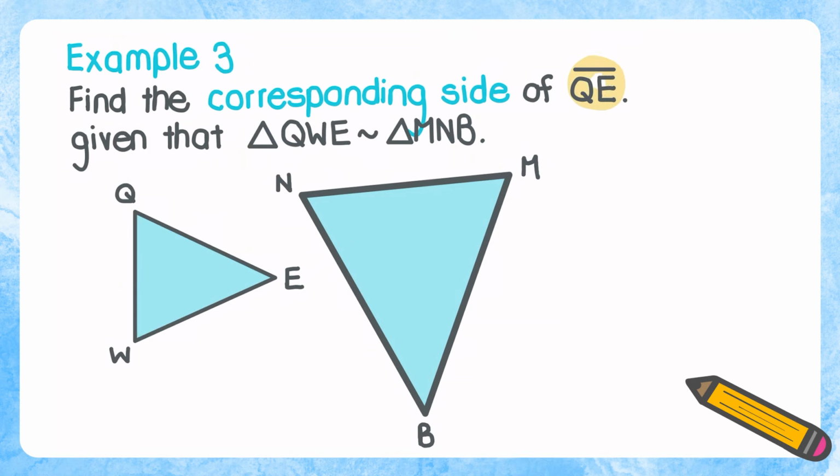Here's the last example. Let's find the corresponding side of side QE, given that triangle QWE is similar to triangle MNB. In the first triangle, Q and E are the first and last letters. And in the second triangle, M and B are the first and last letters. Notice how their positions match up? So the corresponding side is side MB. So side QE and side MB are corresponding sides.